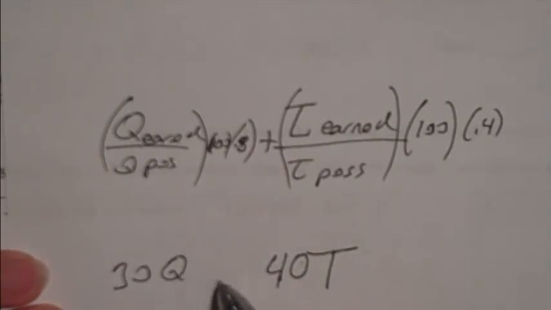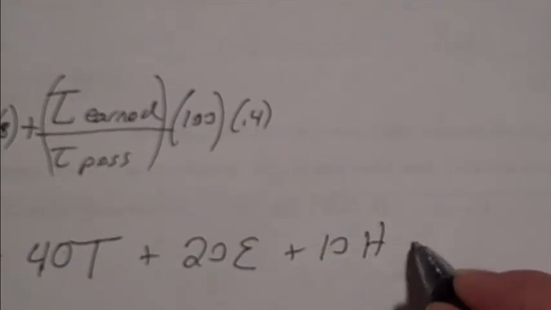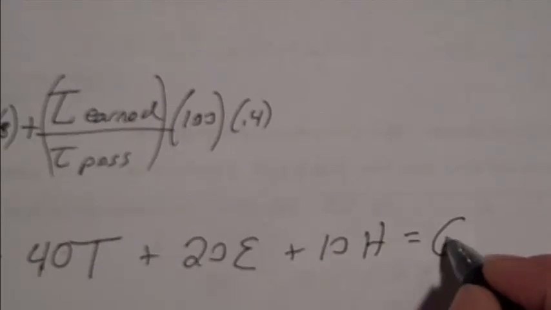Similarly, on their quizzes, we'll just abbreviate that also. We're going to have 30 times Q plus 20% for their final exam and 10% for their homework. And all of that would equal their grade.